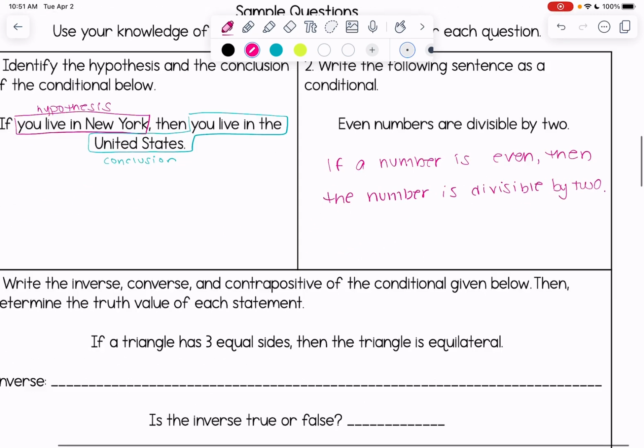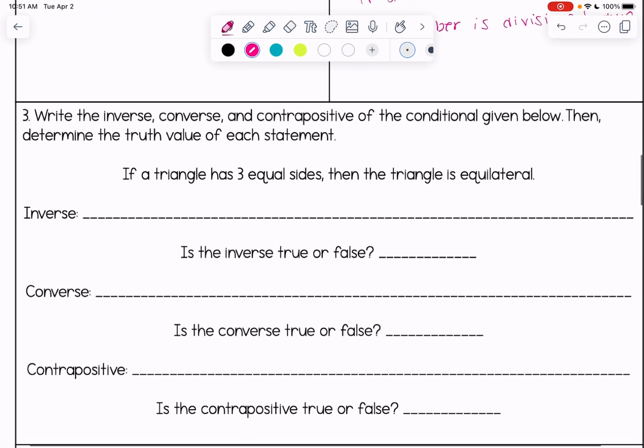All right, zooming out to look at number 3 here, it says write the inverse, converse, and the contrapositive of the conditional given below, and then we're going to determine the truth value of each statement. Okay, so it says if a triangle has 3 equal sides, then the triangle is equilateral. Inverse, we're going to insert negation.